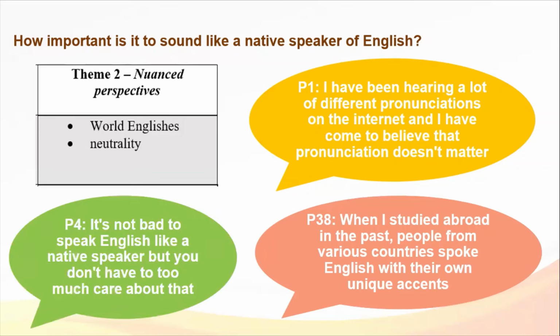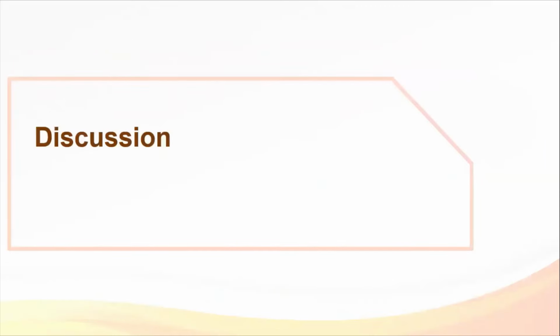Participant 4: "It's not bad to speak English like a native speaker, but you don't have to care too much about that." So this participant realizes that it's okay to aim to speak like a British or American speaker, but you don't have to. It's not a problem. And I didn't include any quotations from the sub-theme "don't know," because it was just things like, I don't know, I'm not sure. So, discussion: how can we discuss this data?